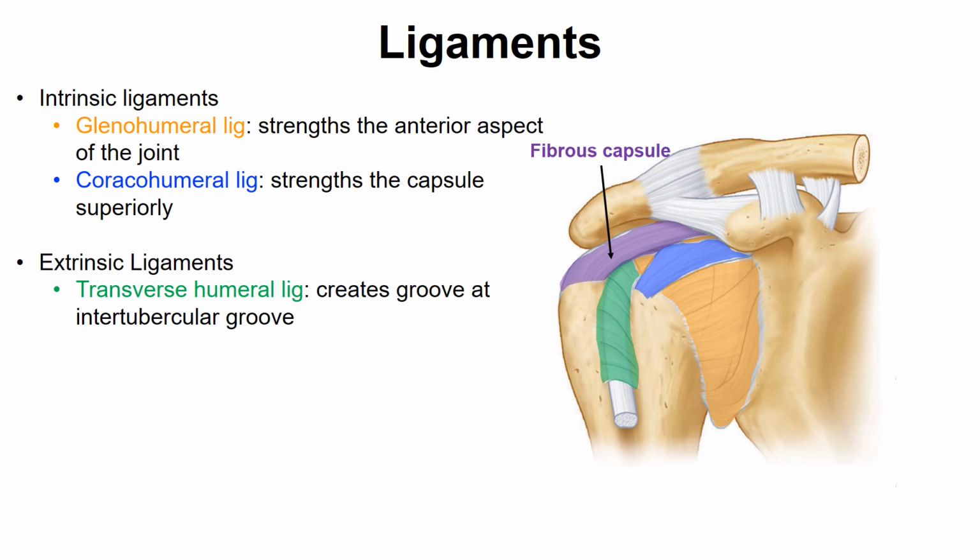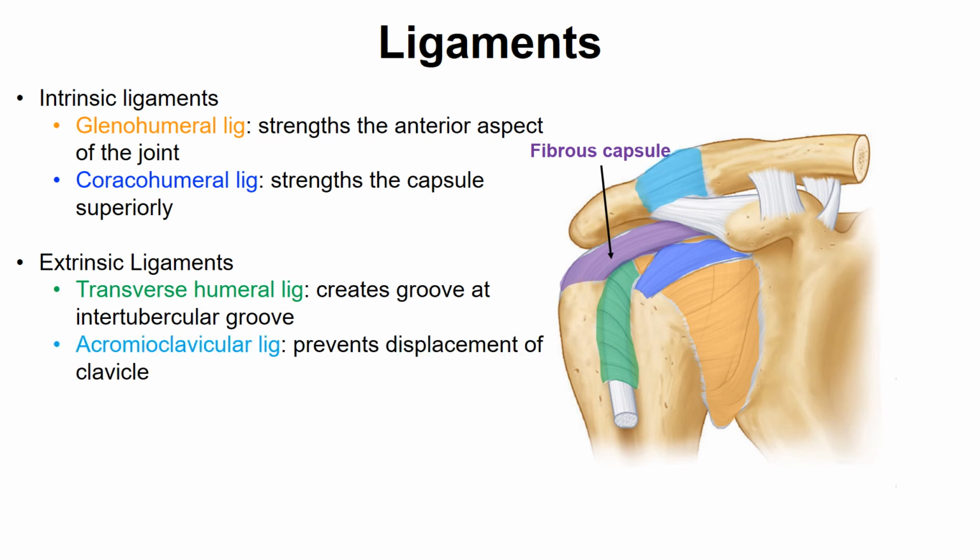So the first one that we have is the transverse humeral ligament, and this goes over the intertubercular groove. So it connects to the greater tuberosity and the lesser tuberosity and actually creates a full canal. And this full canal is where an important tendon of the arm, the long head of the biceps tendon, actually sits as it goes up to its attachment point.